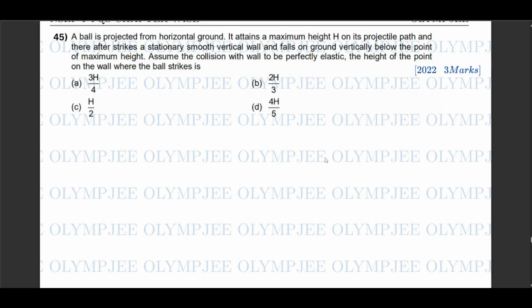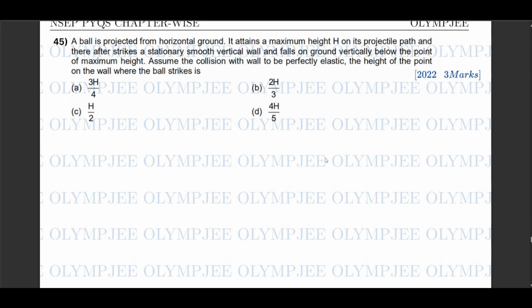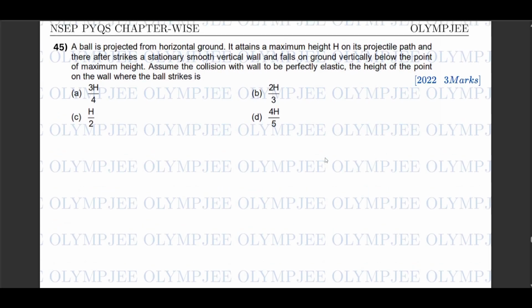Question 45 is a bit tricky. A ball is projected from horizontal ground. It attains a maximum height h on its projectile path and thereafter strikes a stationary smooth vertical wall and falls on the ground vertically below the point of maximum height. Assume the collision with wall to be perfectly elastic. The height of the point on the wall where the ball strikes is. So let's understand this with the help of a diagram.